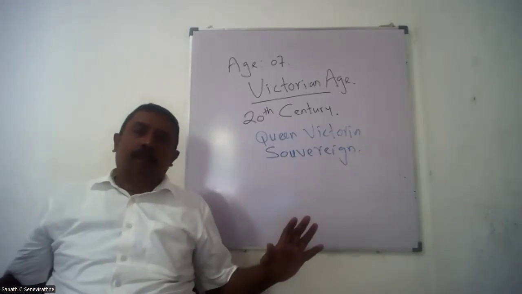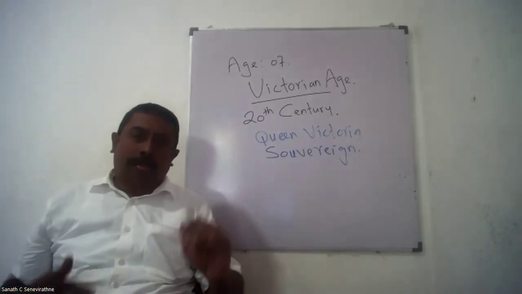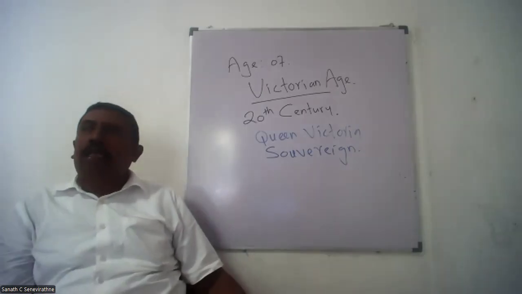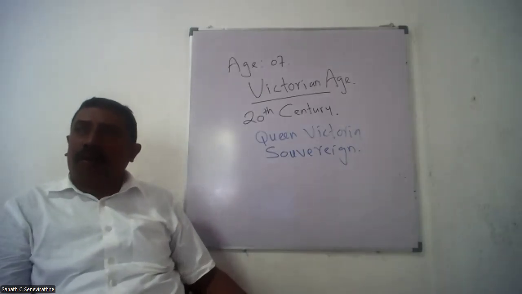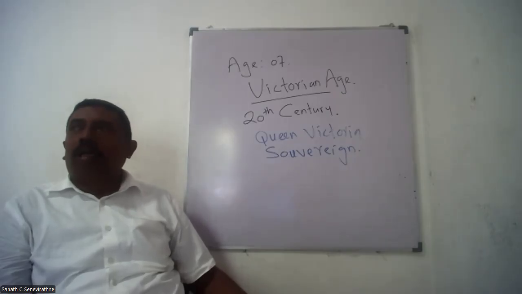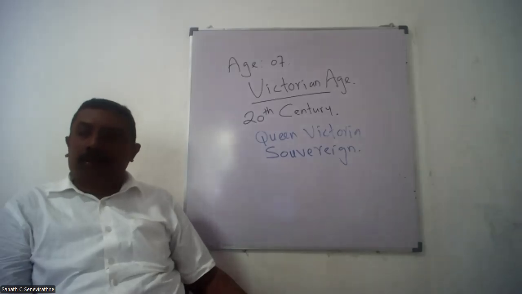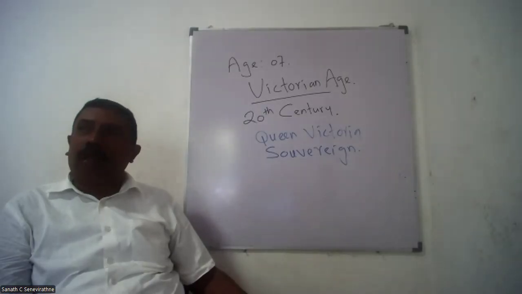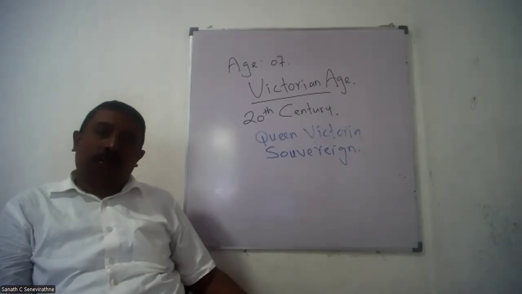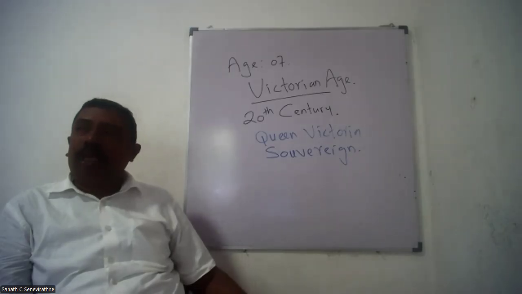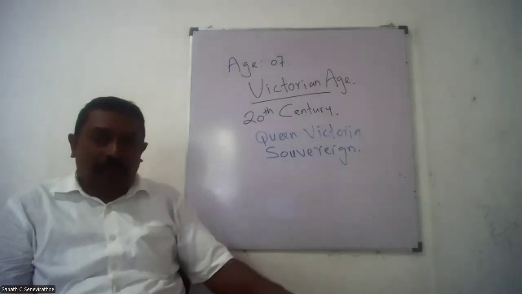This age was a flourishing age for English literature. So many literary texts were written, dramas, novels. So many writers were there. Charles Dickens, Jane Eyre written by Charlotte Bronte, Emily Bronte, and so many writers. Queen also gave enormous support for literature.